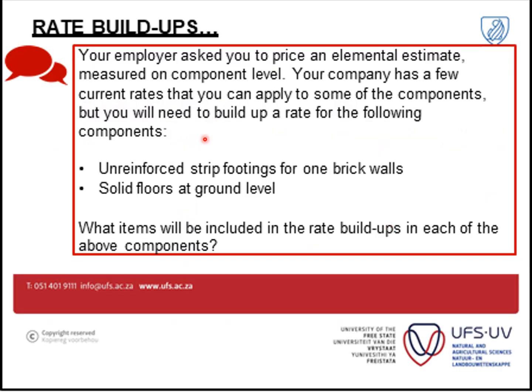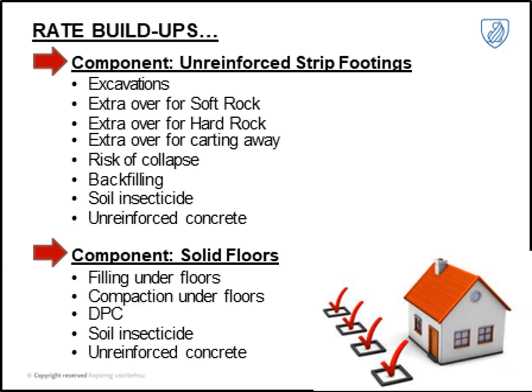So let's look at examples. Your employer asks you to price an element estimate measured on component level. Your company has a few current rates that you can apply to some of the components, but you will need to build up a rate for the following components: reinforced strip footings for 1 brick walls and solid floors at ground level. The question asks what items will be included in the rate buildups in each of the following components. That's where you refer back to your elemental guide.